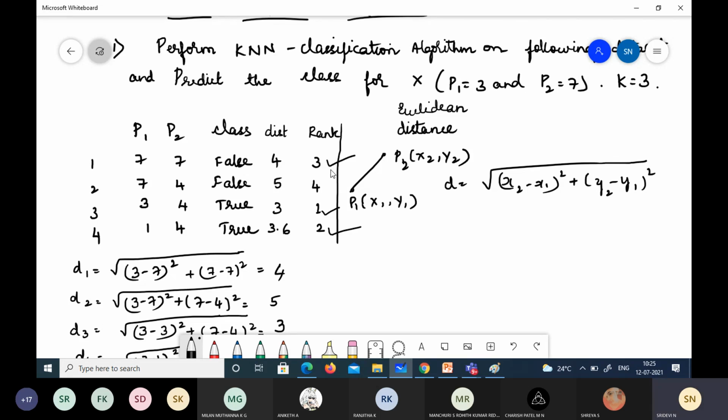Now, what is the class to which these records belong? One is false, other 2 are true. So, what is the maximum vote here? Maximum vote is true. Now, we can say that your new record X, P1 equal to 3 and P2 equal to 7 belongs to class true. That's all.